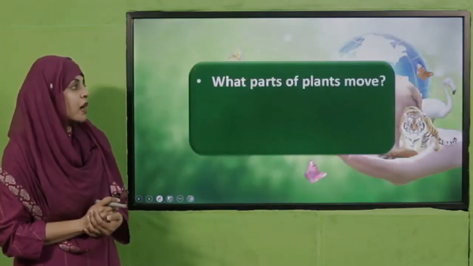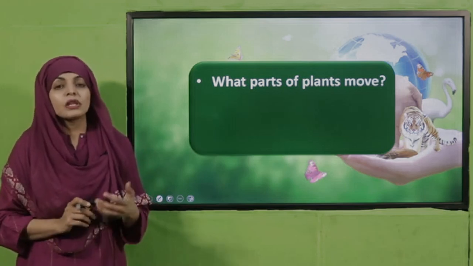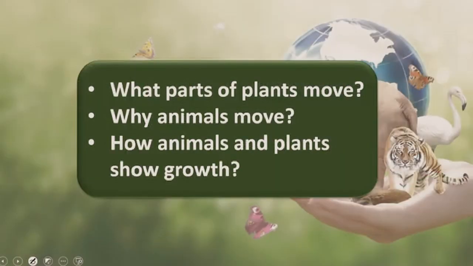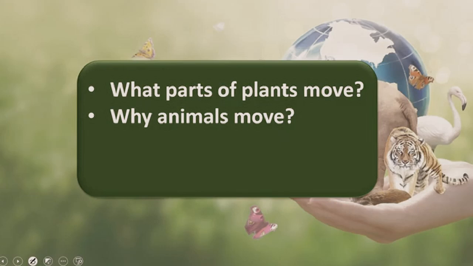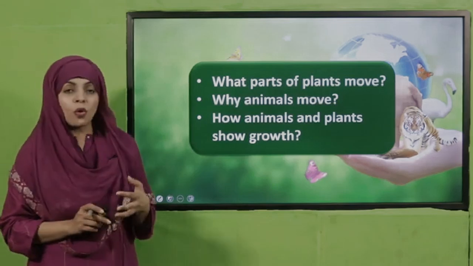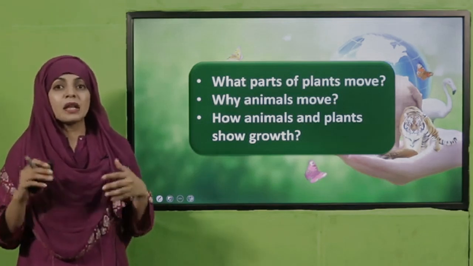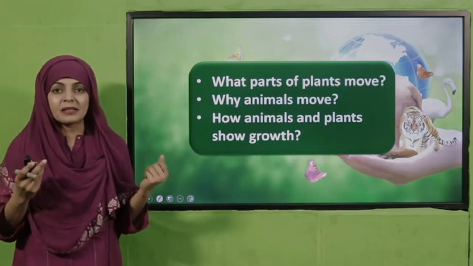Listen to the questions very carefully and then answer them. So what parts of plants move? Stem, leaves, roots, they show movement. Next is why animals move. Animals move to find food, shelter, and to move away from predators. How animals and plants show growth? Both grow from tiny or baby animals and plants into adult plants and animals respectively.